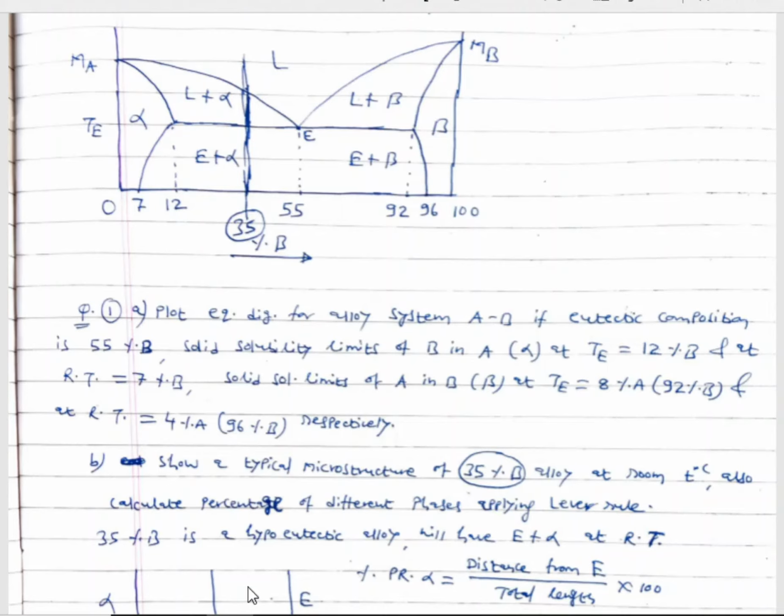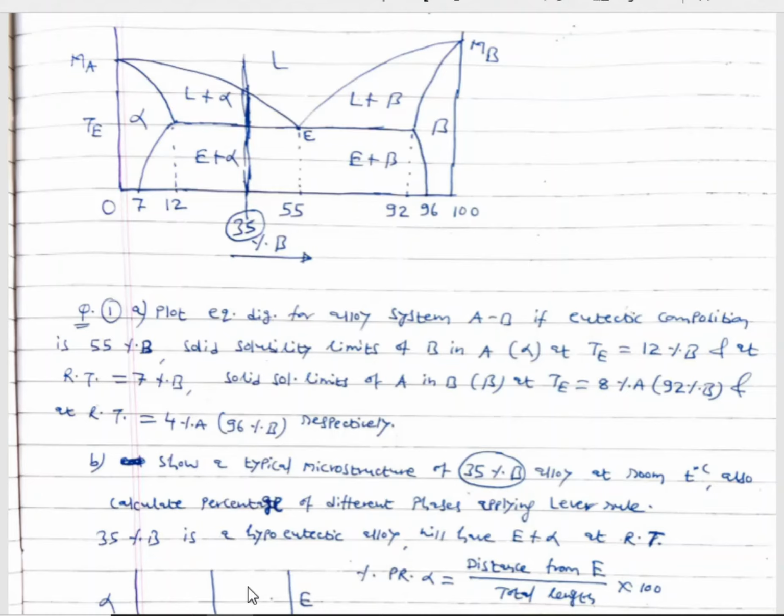Now part B of the question: show a typical microstructure of a 35% B alloy at room temperature. Also calculate the percentage of different phases applying the lever rule. So 35% B belongs to the category of hypoeutectic alloy.